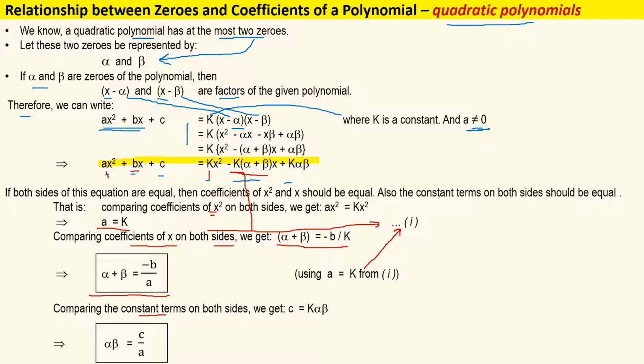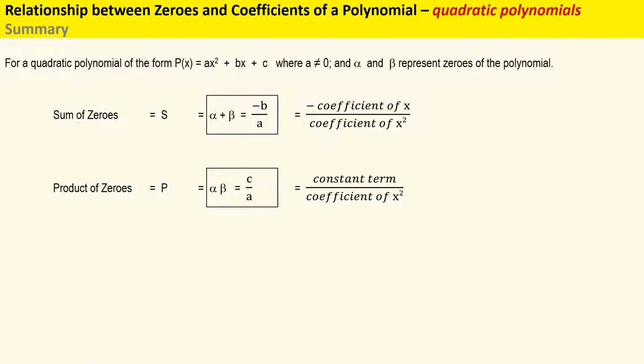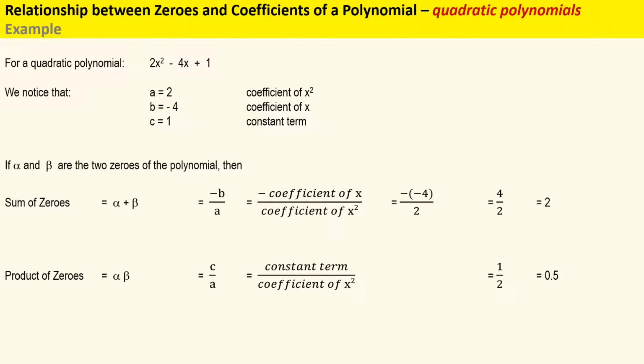Similarly, if we compare the constant term on both the sides, we get k alpha beta is equal to c, that is c is equal to k times alpha beta, and this gives us alpha beta is equal to c divided by a. So now if we summarize what we have deduced so far, we can say that alpha plus beta is equal to minus b by a, which is equal to minus coefficient of x divided by coefficient of x squared, and the product of the zeros, that is alpha times beta, is equal to c by a, which is equal to constant term divided by the coefficient of x squared.